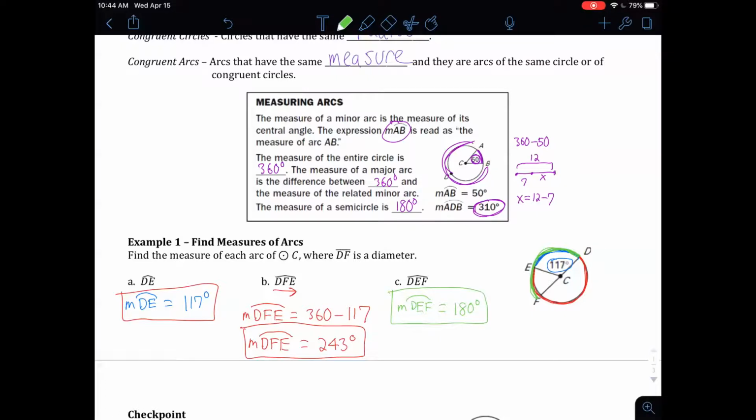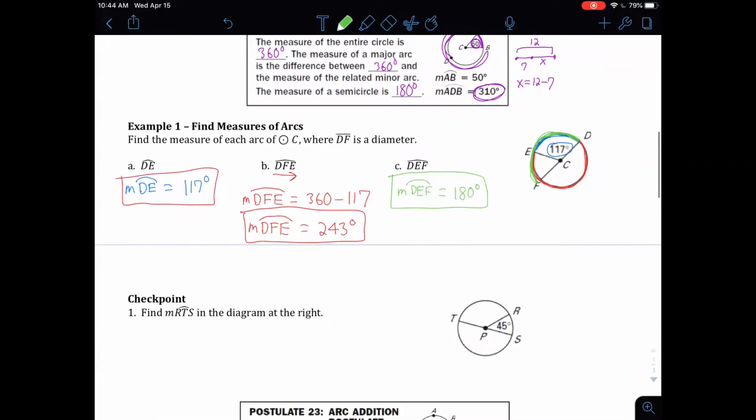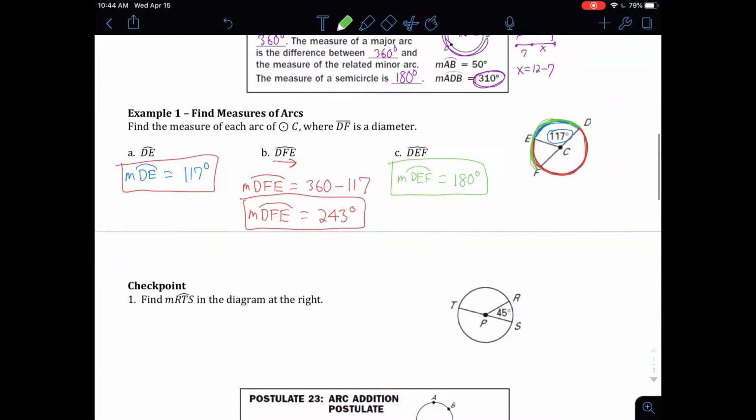So remember, if this is a diameter right here, that means it's a semicircle. Each half is a semicircle, which means it's going to be 180 degrees. Okay? All right, I'll leave this right where it is. You guys can go ahead and try checkpoint 1 on your own. Go ahead and pause the video.